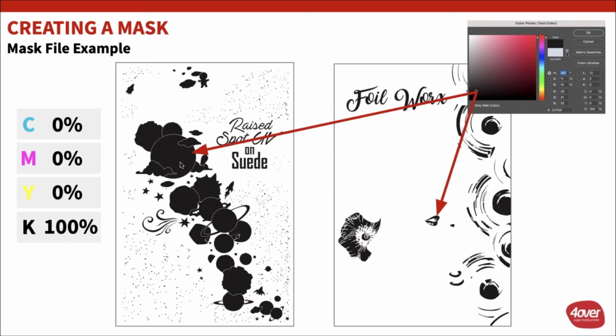Again, a black and white file. Black is 100% K, as you can see here in the color picker. And this would apply to almost all Adobe products, Photoshop, Illustrator, you can do this really easily. The black here is 100% K. The black here is 100% K. And again, it's the same type of mask file that you can use for either raised UV or Worx.